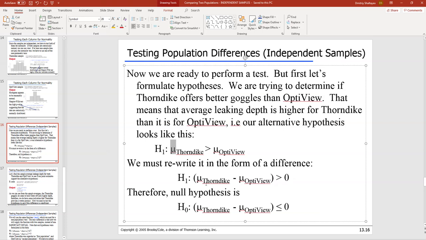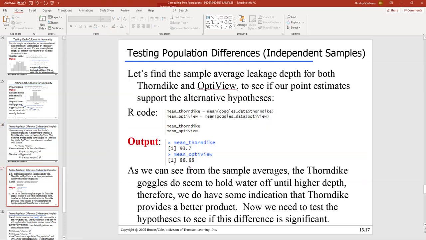Now, therefore, null becomes the opposite of the alternative, right? Mu1 minus mu2 less than or equal to 0. But the important thing to remember is that I pick Thorndike first. It's going to be important in just one second when we actually do the testing in RStudio. So my mu1 is Thorndike, my mu2 is OptiView, and the alternative has the form greater than. And the hypothesized mean for mu1 minus mu2 in my null is 0. So these are 3 things that I have to remember.